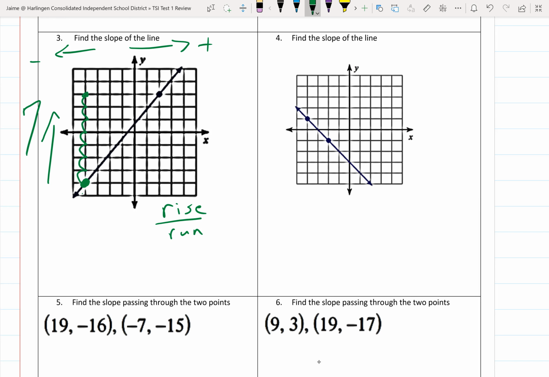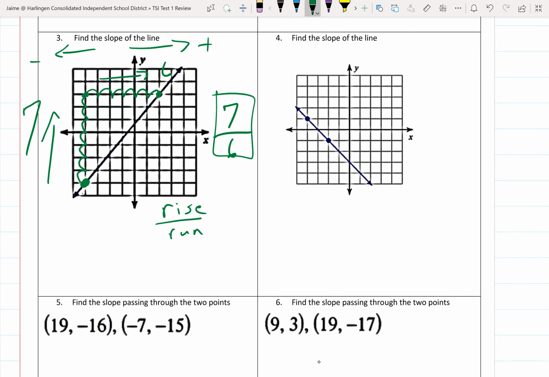Now we're trying to get to the next dot. 1, 2, 3, 4, 5, 6. So we went to the right, 6. So the rise was 7. The run was a positive 6, so we leave it alone. You can't reduce the 7 and the 6, so the answer is 7 over 6.